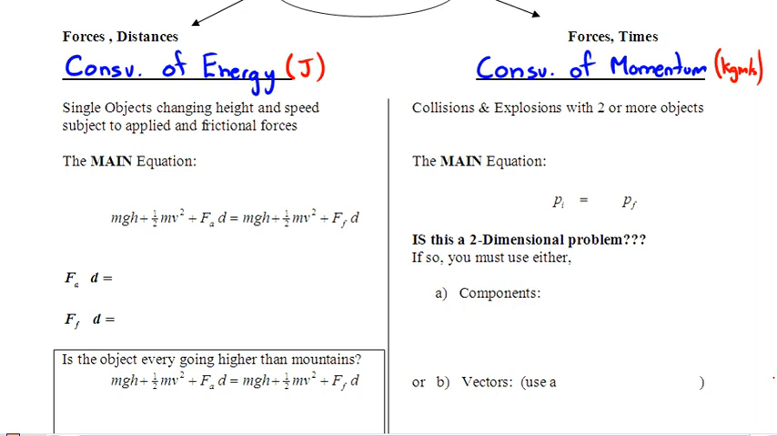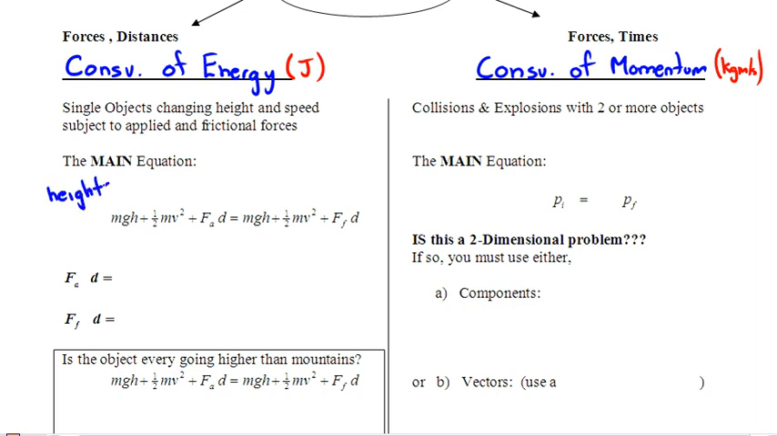This strategy works really well for single objects that are changing height and speed. Maybe there's some forces going on there, maybe some forces making it go faster, maybe making it go slower. And we've got this great organizing equation here. It's actually the work energy theorem all written out nicely. We've got before and after, and the MGH terms, those are all about heights.